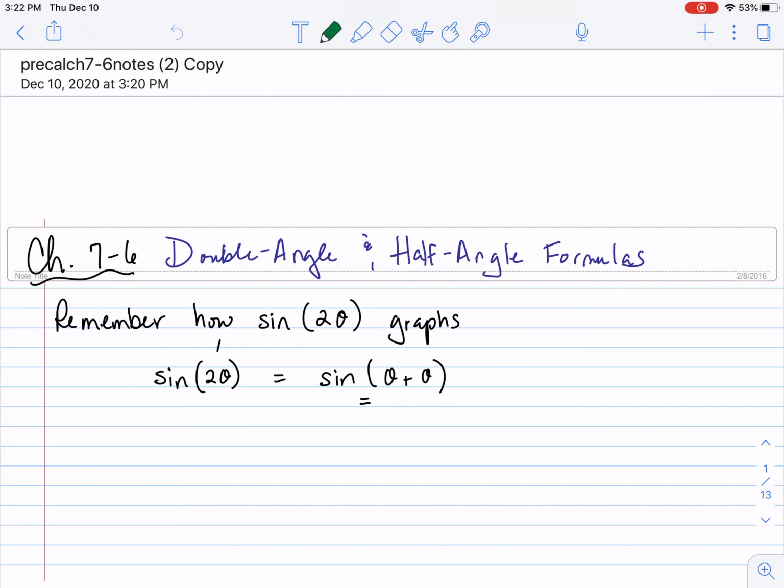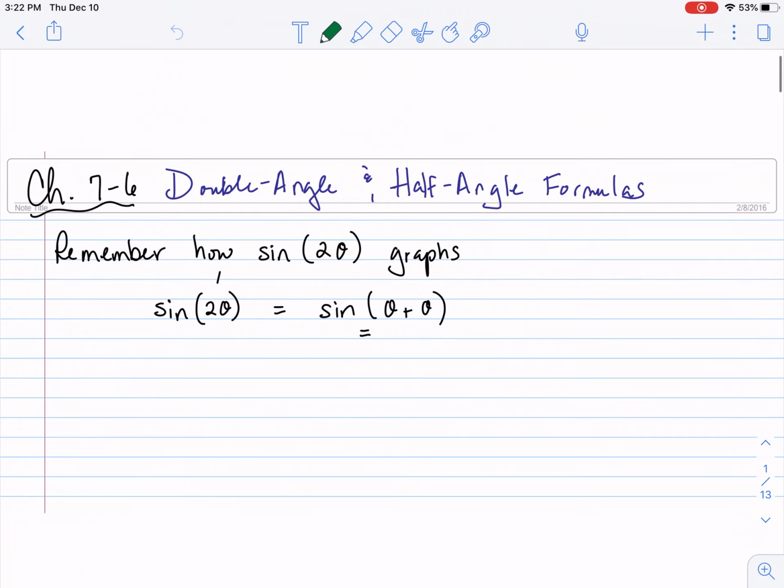Okay, so here we go, 7-6 double angle and half angle formulas. Remember how we were talking about sine of 2 theta, and we did some trigonometric equations with that? Well, think about it. Isn't the sine of 2 theta equal to the sine of theta plus theta? And so we just did the sum of sines.